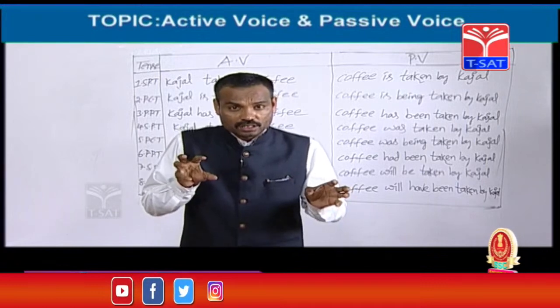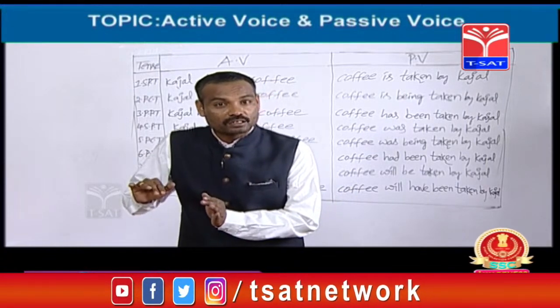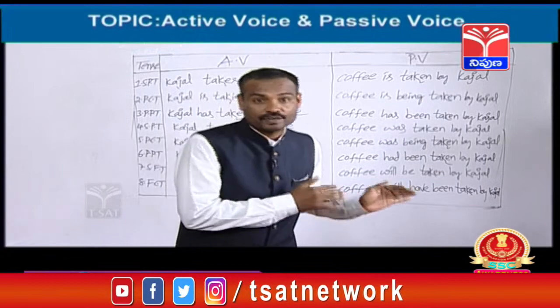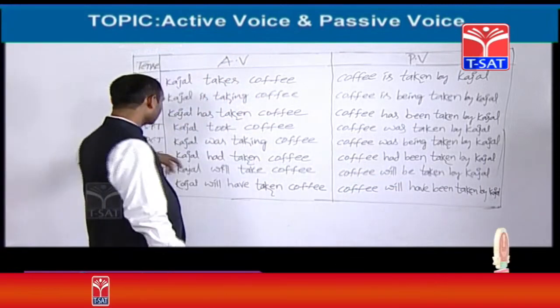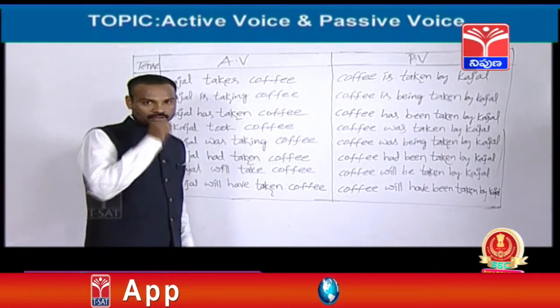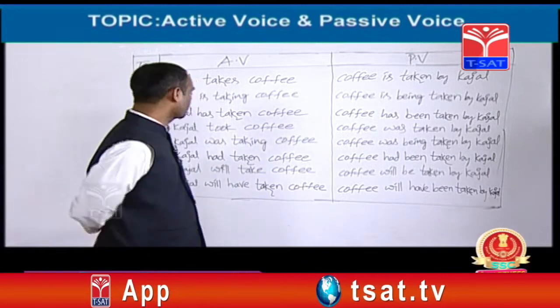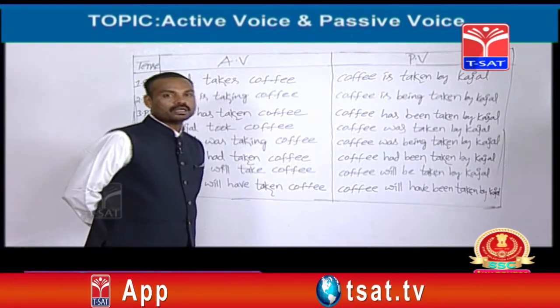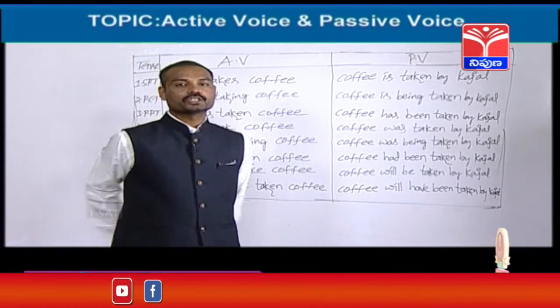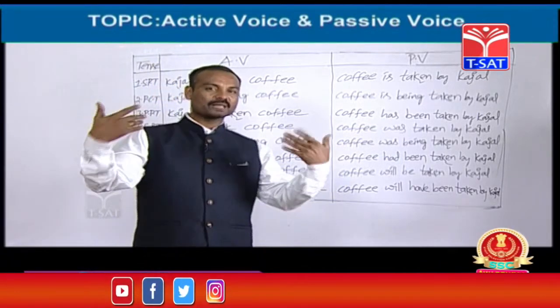Then shall we learn how to change past perfect tense active voices into passive voices? Kajal had taken coffee. It is active voice. Let's change it into passive voice. Where is the object? Coffee is the object. Come on, start the passive voice. Come on, help me please.